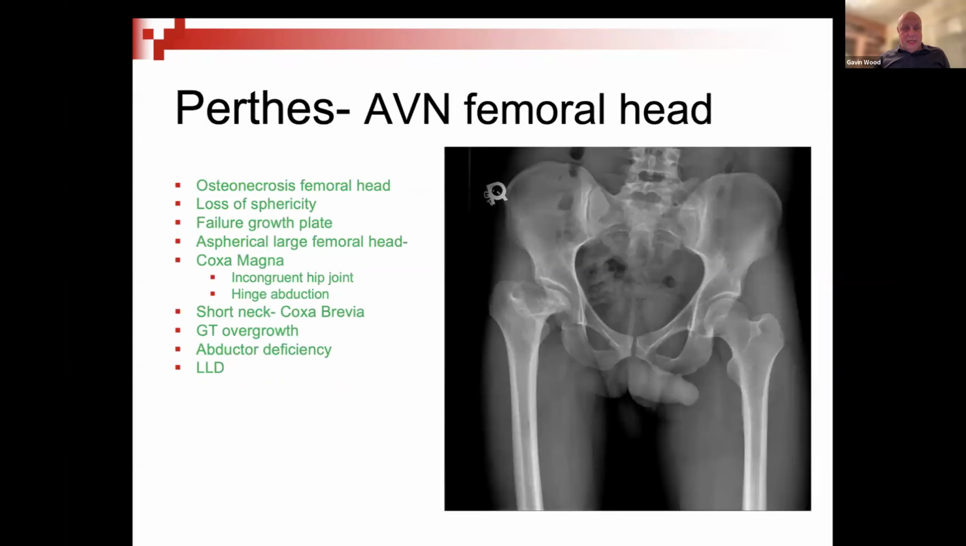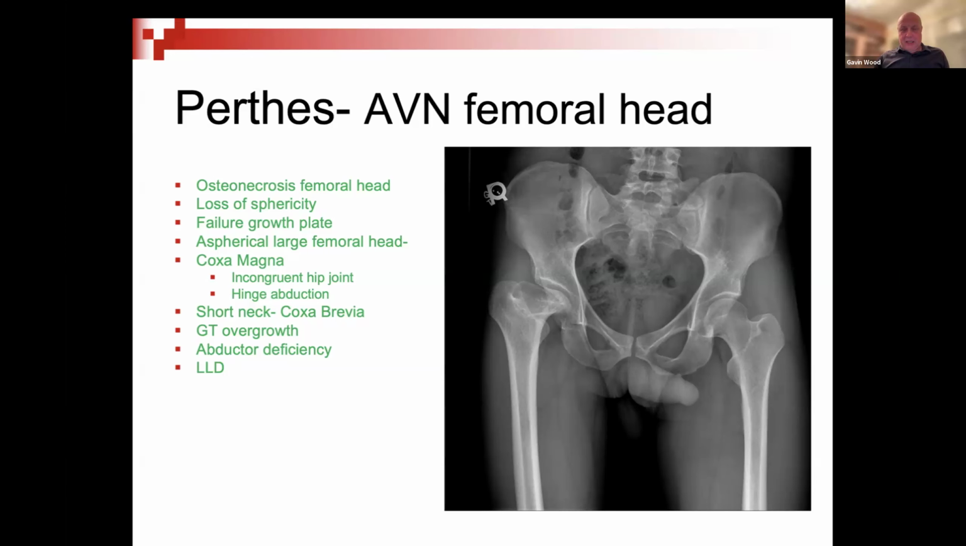Perthes, or AVN of the femoral head in childhood, osteonecrosis of the femoral head, as you can see here on the right hip, will often lead to loss of sphericity of the femoral head and failure of the growth plate. And that failure of the growth plate, an aspheric large femoral head, also known as coxa magna, can lead to an incongruent hip joint. And then the abnormal forces going through the hip joint on the cartilage, delamination, and high forces is what leads to secondary osteoarthritis. And they often talk about hinge abduction as well in such cases. And that's what they try to prevent in childhood, but it can progress to developing in adulthood.